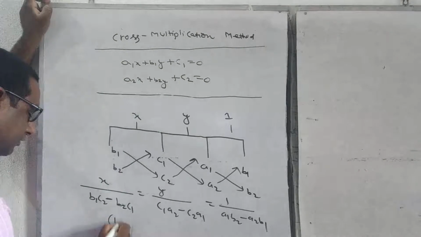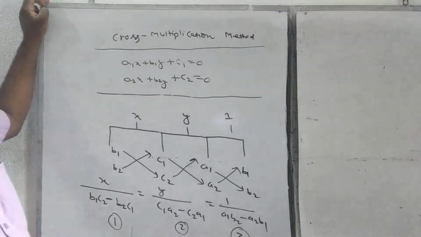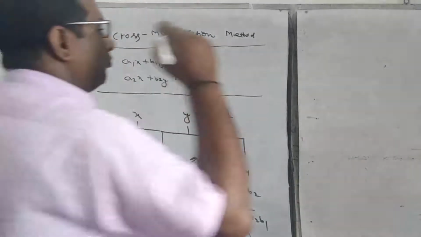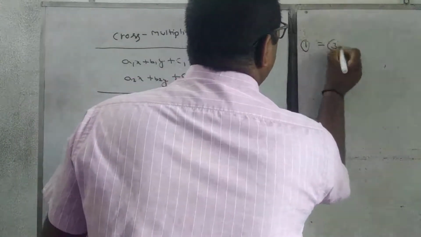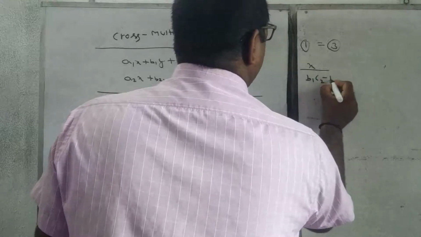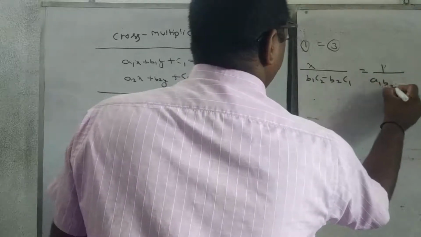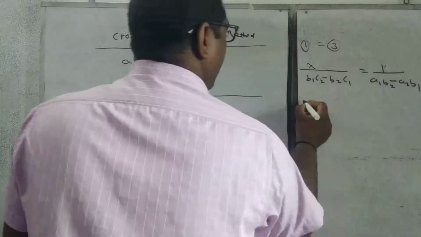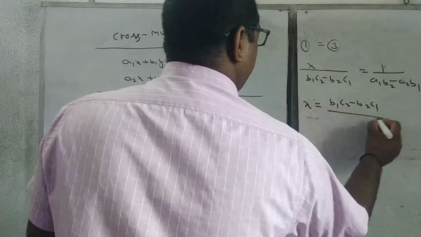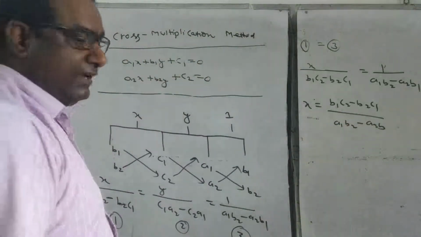Now suppose this is first equation, this is second equation, this is third equation. So this is the constant one and these are the variables. If you put first equal to third, then x upon b1 c2 minus b2 c1 is equal to 1 upon a1 b2 minus a2 b1, or x is equal to b1 c2 minus b2 c1 upon a1 b2 minus a2 b1. This is the value of x.